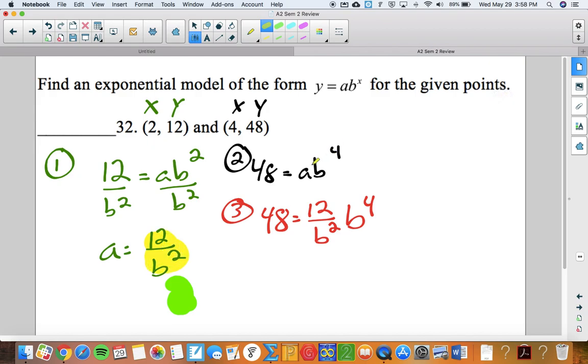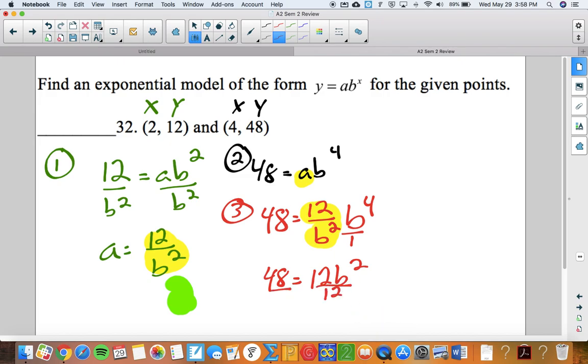So in step number 2, there's an a. So in step number 3, I substituted in 12 over b squared, which is equivalent to a there. Because now I have an equation that only has the variable b in it. So I can simplify this and solve for b. So 48 equals, let's see here, this b to the 4 is on top, folks. So that takes out all the b's on the bottom and leaves 2 on top. So I end up with 12b squared. And now we can solve for b.